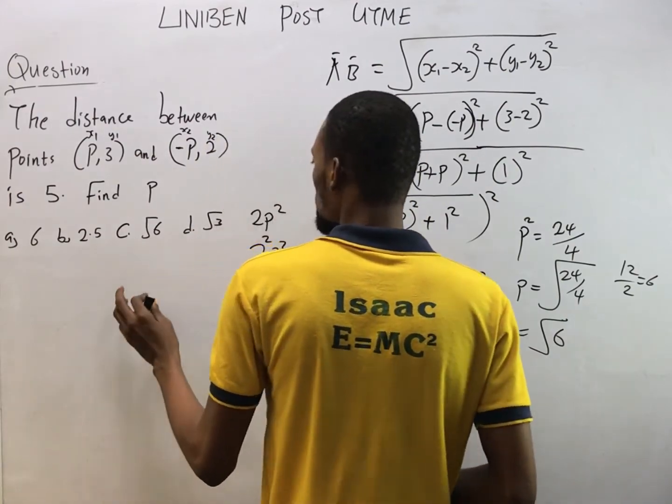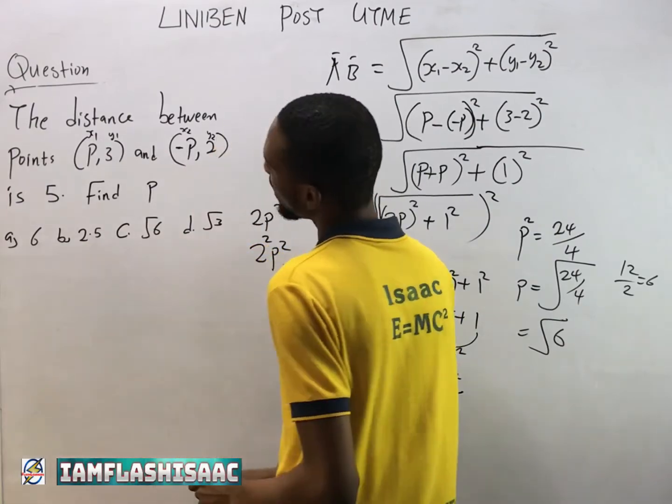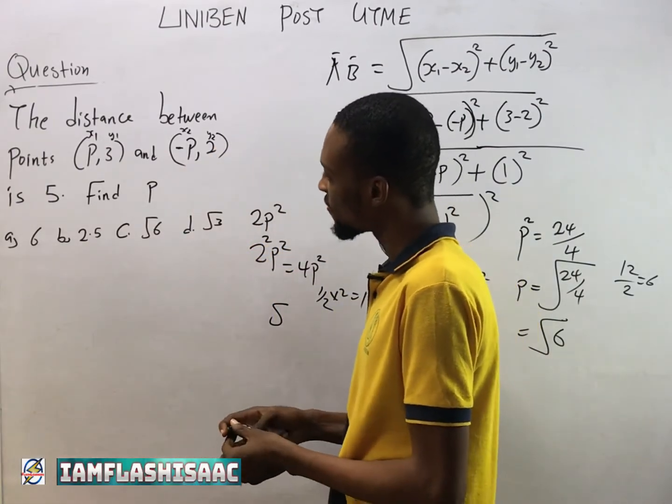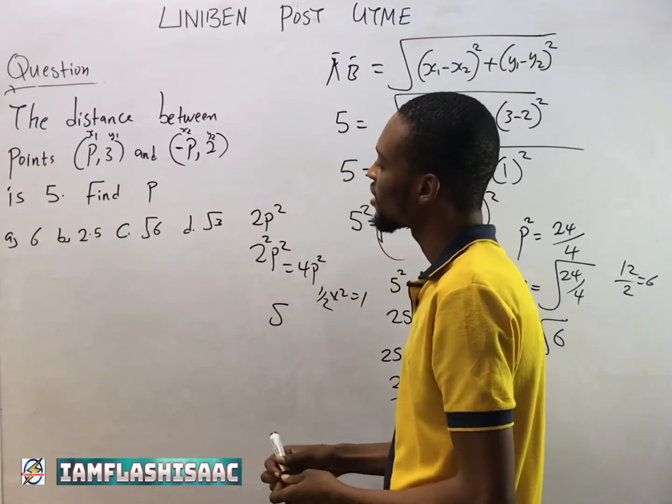Let's look at the options. Okay, we already have square root of 6. No need to break it down. So the distance between the points is 5. P is equal to square root of 6.